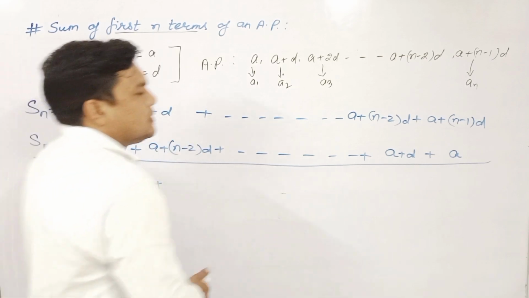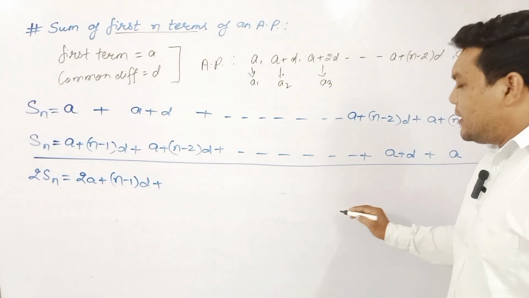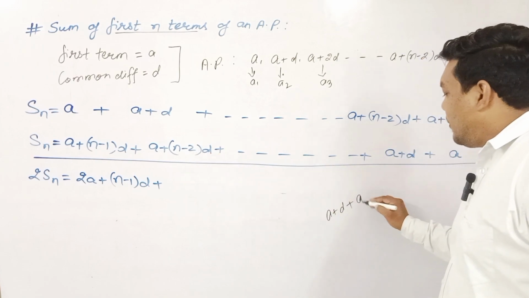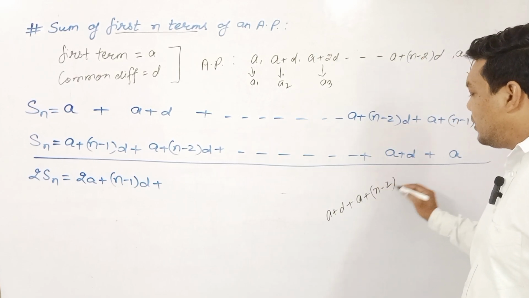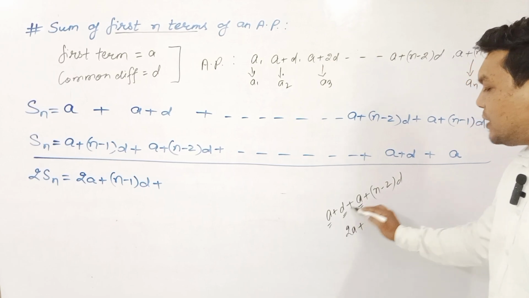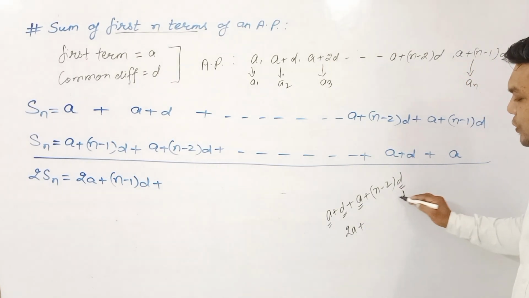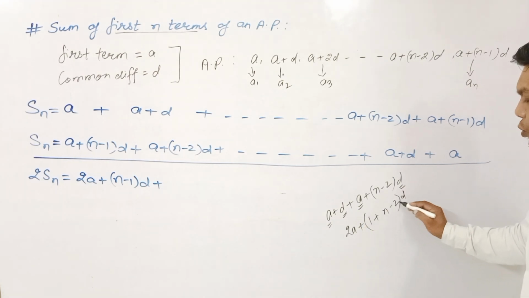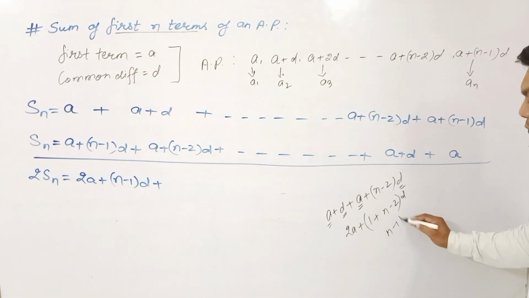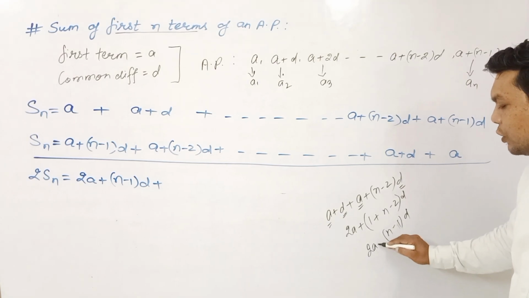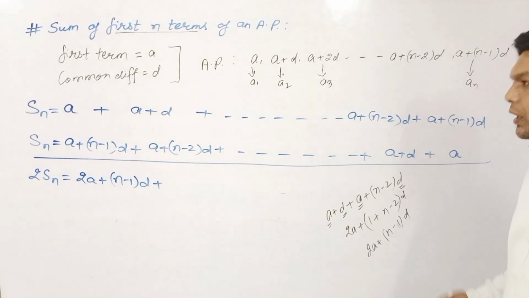What will it be? Let's find it here. It is a plus d, plus a plus n minus 2 into d. This is a plus a, so it is 2a plus... Just take d common from these two. If you take d common, what will remain? It will be 1 plus n minus 2, and 1 plus n minus 2 will give you n minus 1 into d. So it is 2a plus n minus 1 into d.